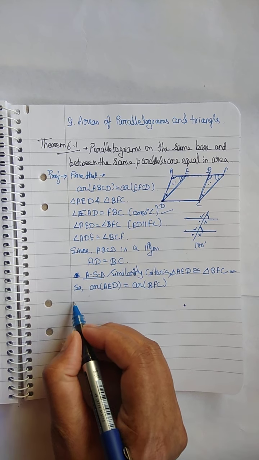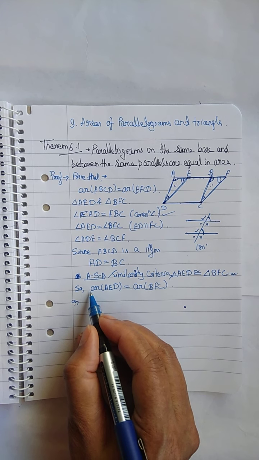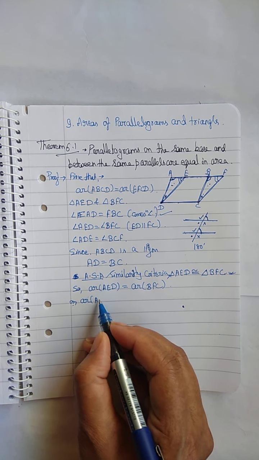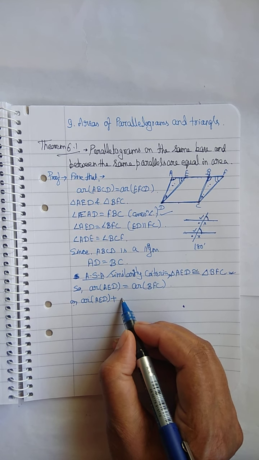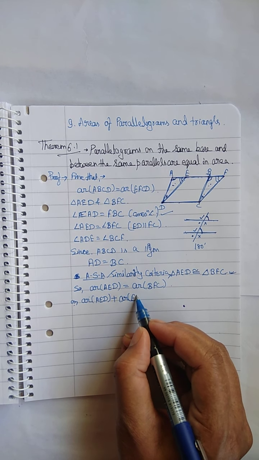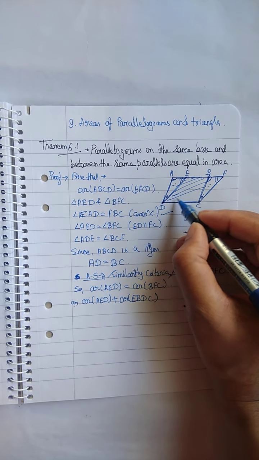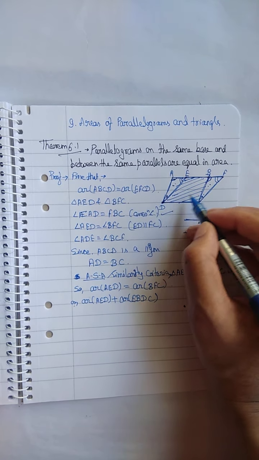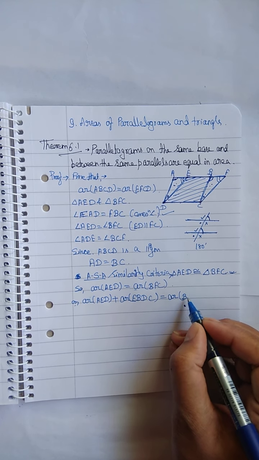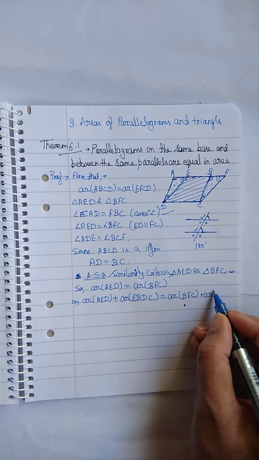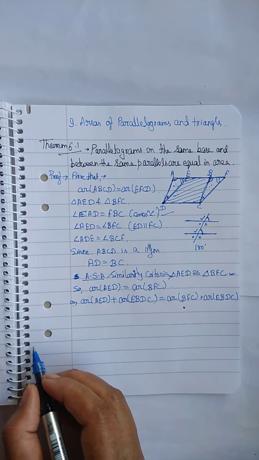Correct? Now to both sides I will add this quadrilateral. So let me write the area of AED plus the area of quadrilateral EBDC, the common one. This one I will add on both sides, equals on this side the area of BFC plus the area of the same thing, EBDC.